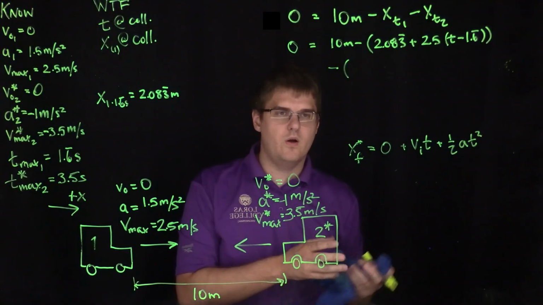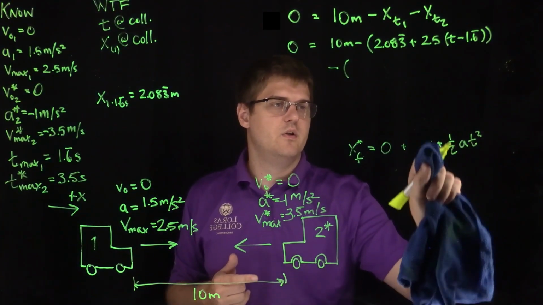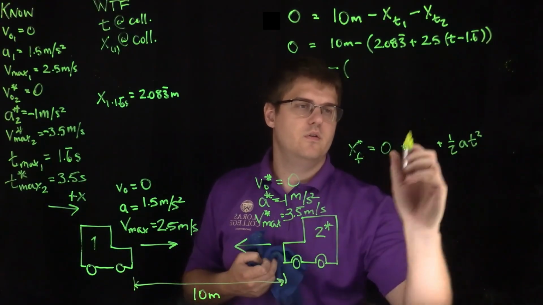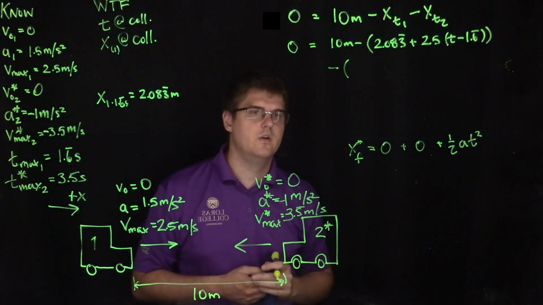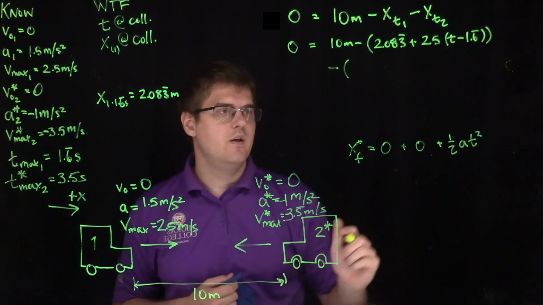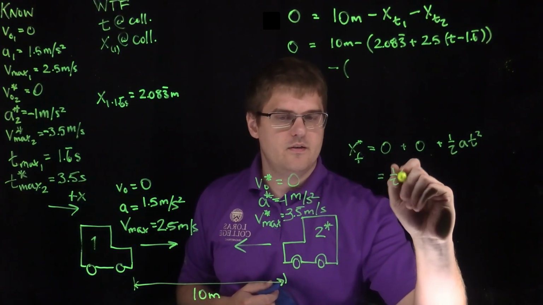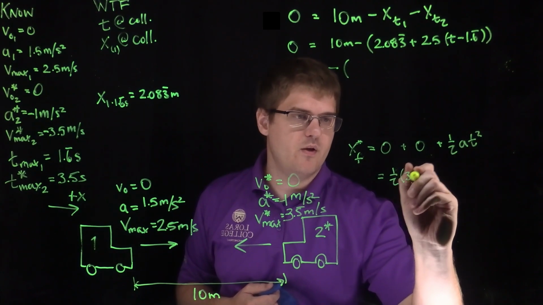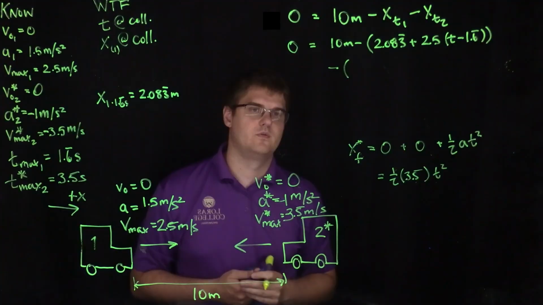Velocity initial. Well, it's not moving to start. So at time 0, there's no movement. So there we are. So this is going to be 1/2 acceleration times time squared. I am going to say that this is 1/2 times 3.5 times time squared.